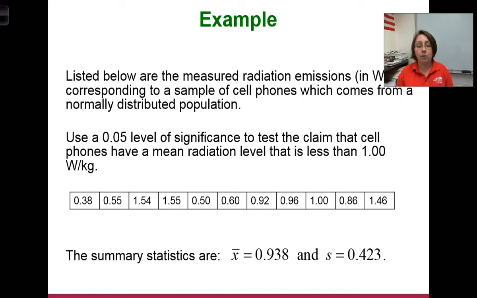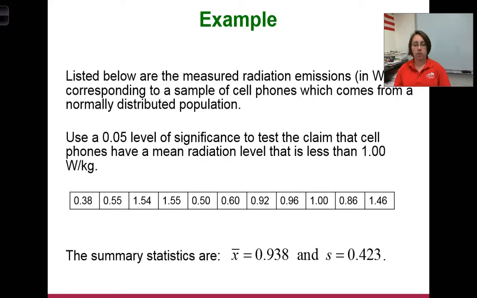So use a 0.05 level of significance to test the claim that cell phones have a mean radiation level that is less than 1.00, whatever that is. So here's our sample. Notice nowhere in here does it refer to a population standard deviation, so sigma is not known. Now at the bottom of the screen here, you'll see the x bar and the s. I will remind you, those can both be calculated using StatCrunch.